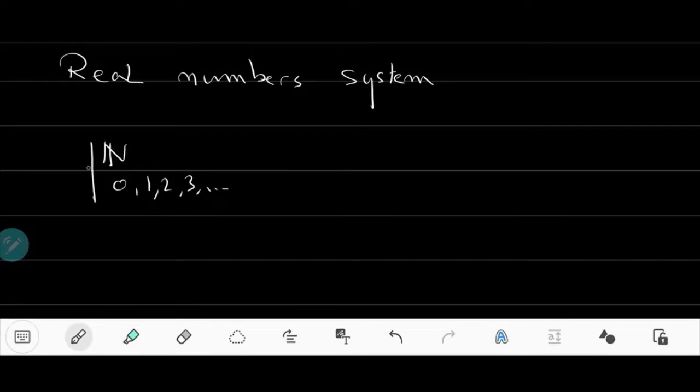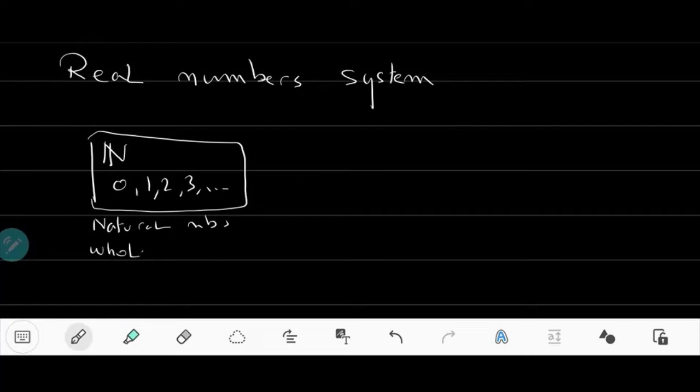So this is the first set of numbers. These are the natural numbers, or we call them also the whole numbers, because they are whole. There are no decimal places. They are not parts of numbers. Okay, this is the first set of numbers.